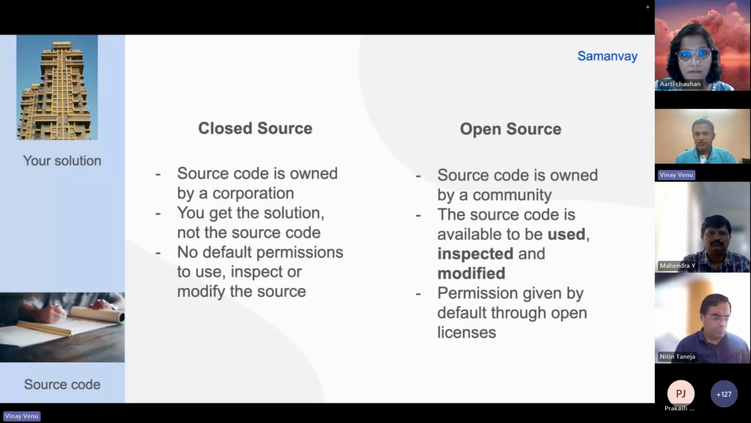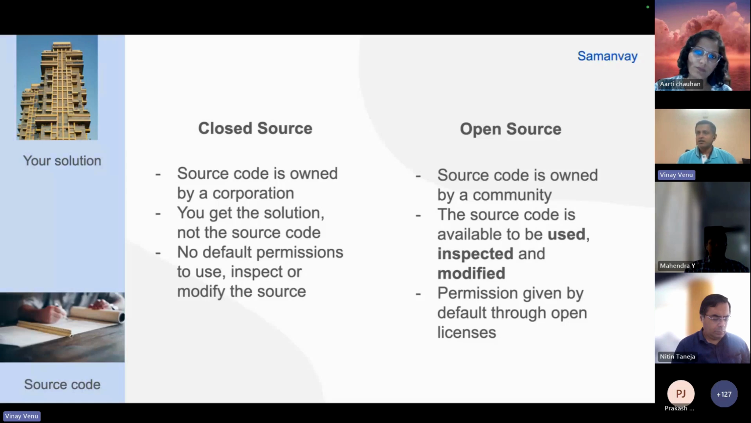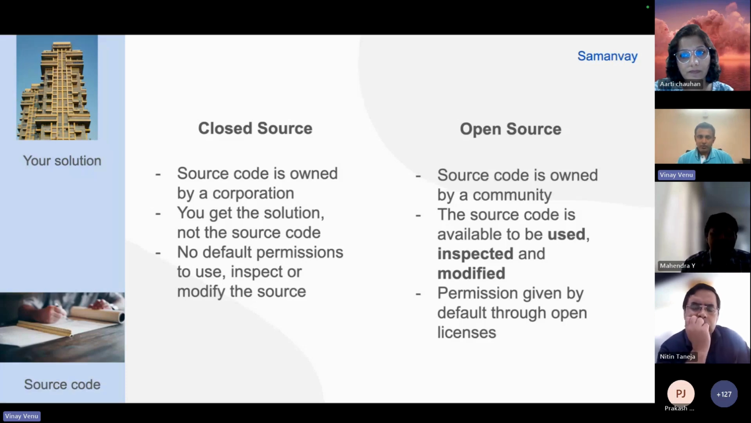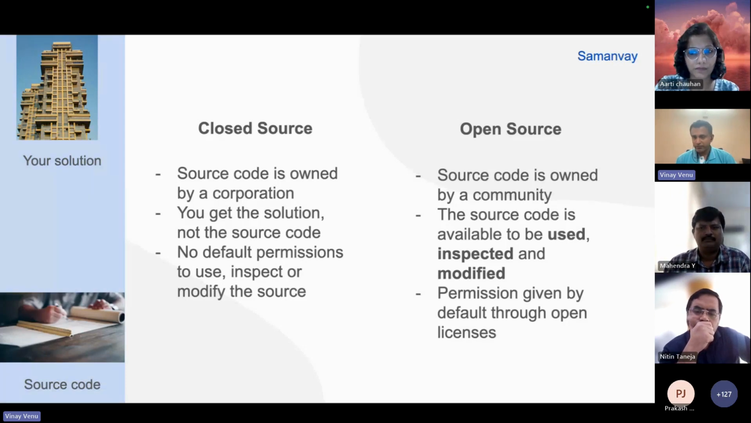Open source is a kind of software where the source code is usually owned by a community, although in many cases it can also be owned by trusts, by organizations, by various other things, sometimes even corporations for that matter. But the crucial part of it is that it's available to be used, inspected, and modified, which means the source code is yours to change if you choose to do it.